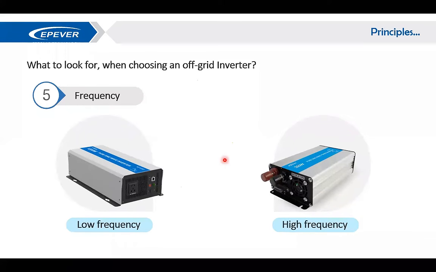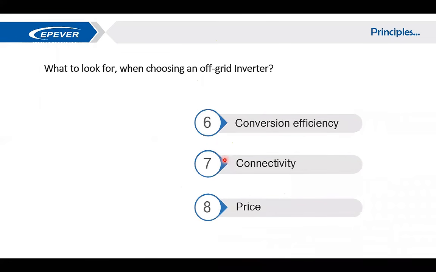Okay, so a few principles left. Inverter efficiency is the ratio of the usable AC output power to the sum of the DC input power. So the higher the efficiency, the better. It's obvious. And connectivity is nowadays really important.